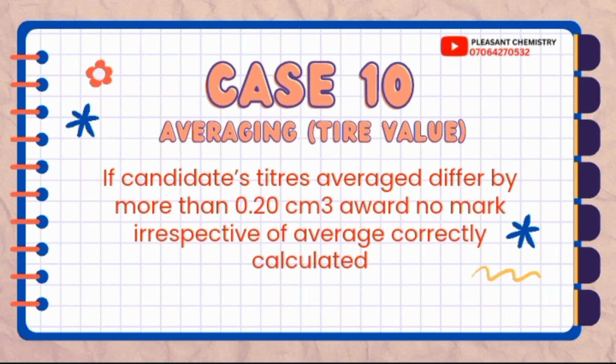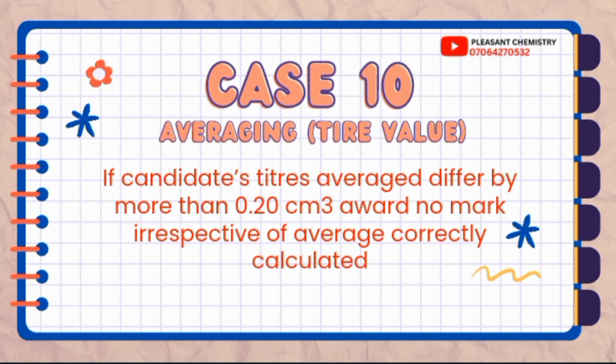Lastly, averaging, which is our TITRE value. How do we arrive at the TITRE value? Like the table I showed, we have the final burette reading, initial burette reading, and the volume of acid used. Then there is something called concordance value. What are concordance values? Concordance values are TITREs whose differences are plus or minus 0.2 centimeter cube, and this is what you are going to use for your averaging.